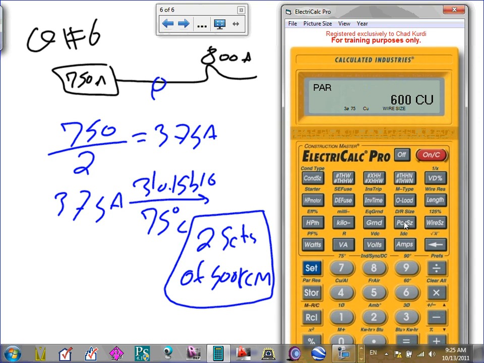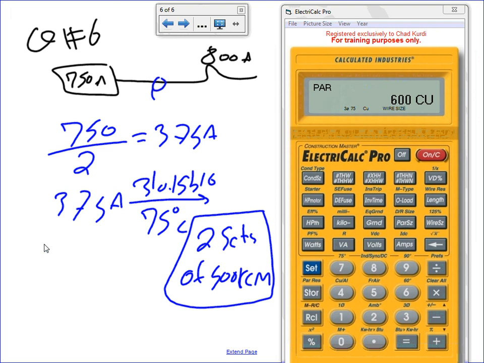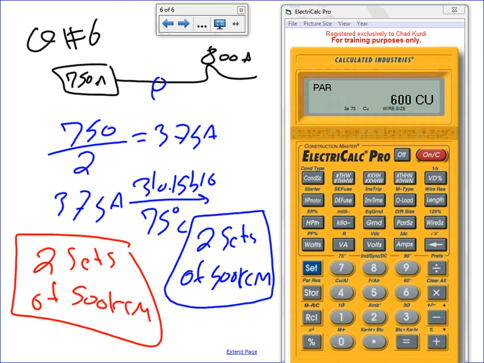Okay, so number 5 in A, number 6 in A, number 6 in B, the same question. I just made it 740. So for B, my friend, you should end up with 2 sets of 500 kcm. This is for B. Any question, guys, about A and B before we go to 7?